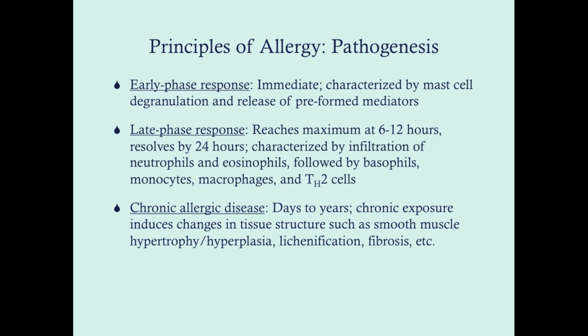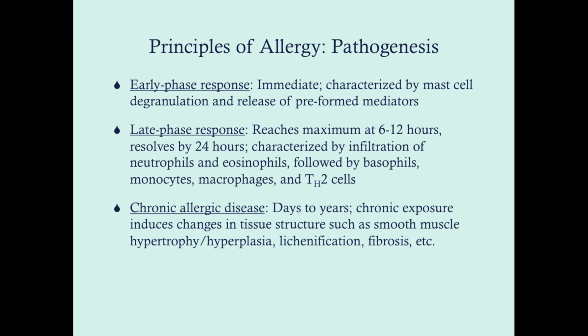So there's the early phase response. This is immediate. It's characterized by mast cell degranulation and the release of preformed mediators. That can be things like histamine, major basic protein. There are various interleukins that can be secreted. There are leukotrienes, prostaglandins, TNF-alpha, reactive oxygen species, lots of different things that can cause airway hypersensitivity, inflammation. So that's our early phase response.